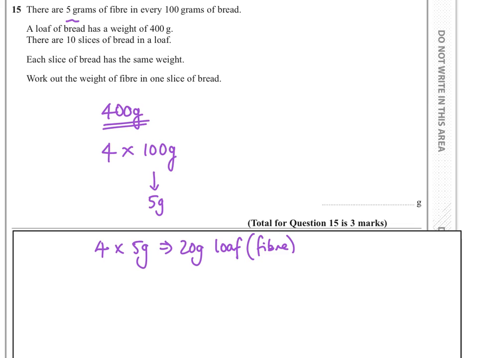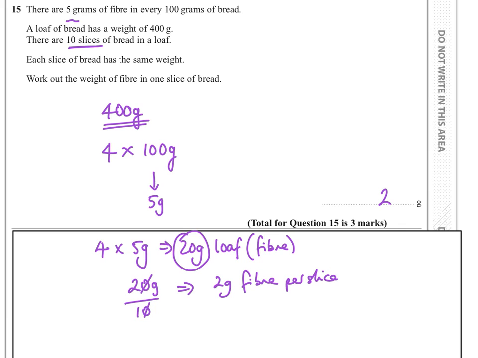Now it says that there are 10 slices of bread in a loaf. And each slice of bread has the same weight. So if we know there are 20 grams of fibre in a whole loaf and there are 10 slices, then if we divide the 20 grams by 10, that will tell us how much is in each slice, and that would be 2 grams of fibre per slice.